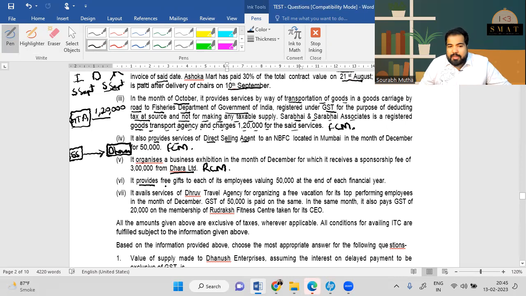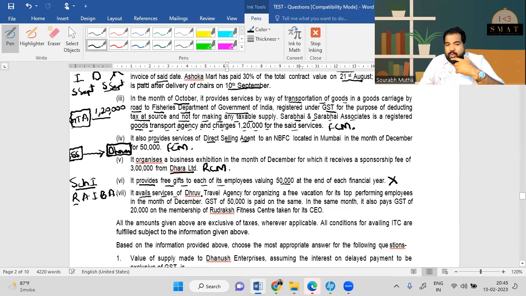Next, it provides free gifts to each employee worth 50,000 at the end of each financial year. Remember, free supply is also taxable. There's a schedule called Schedule 1, which says that supply to a related person, even without consideration, is supply. So if you're giving something to a related person free of cost, that is also supply. But the same schedule says that if you're giving it to an employee up to 50,000, this is not supply. So this one is not taxable as per Schedule 1.